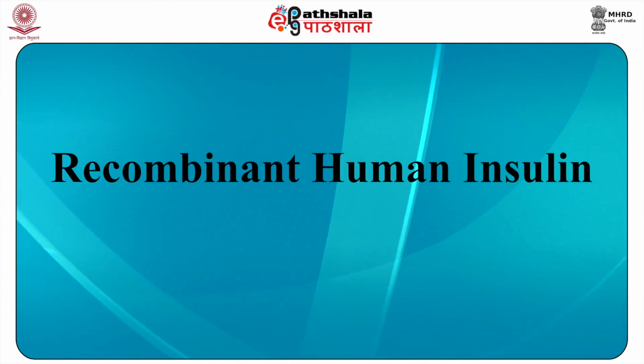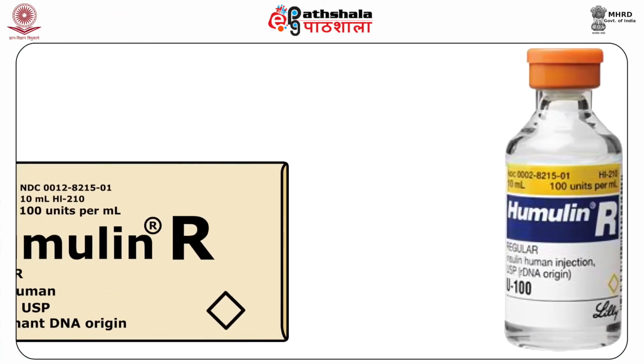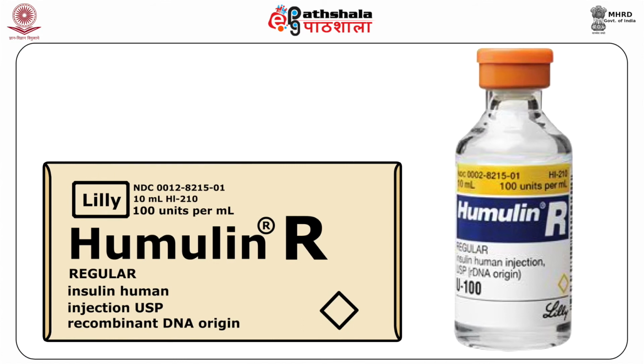Recombinant human insulin. The recombinant human insulin has almost completely replaced insulin obtained from animal sources, for example, pigs and cattle, for the management of insulin dependent diabetes. The recombinant insulin is manufactured by injecting the human insulin gene into E. coli or yeast, that is Saccharomyces cerevisiae, which then generates insulin for human application.